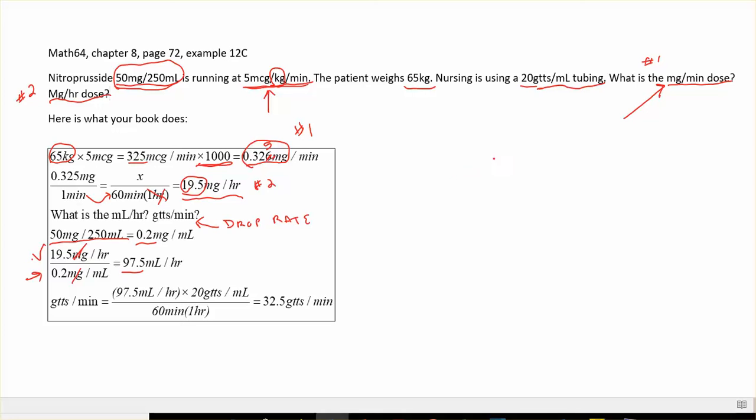I'm going to rewrite that. It's 19.5 milligrams, and I'm going to do it this way. I'm going to say for 1 hour, okay? Milligrams per hour. And remember, this guy right here is nothing more than one big division problem. So I'm just going to say divided by, and then I'm going to put the second part of that in, which is 0.2 milligrams for 1 milliliter.